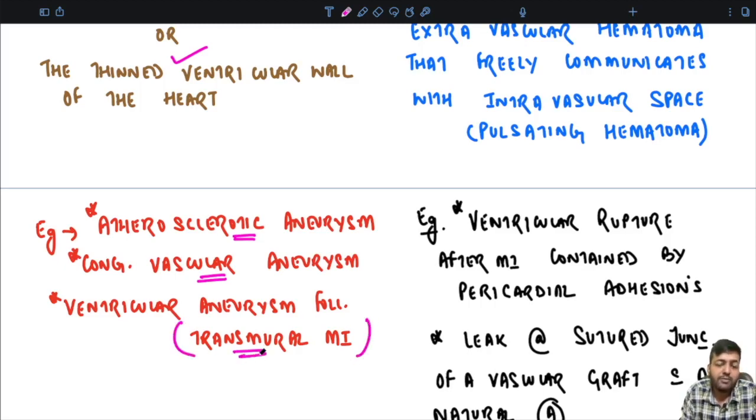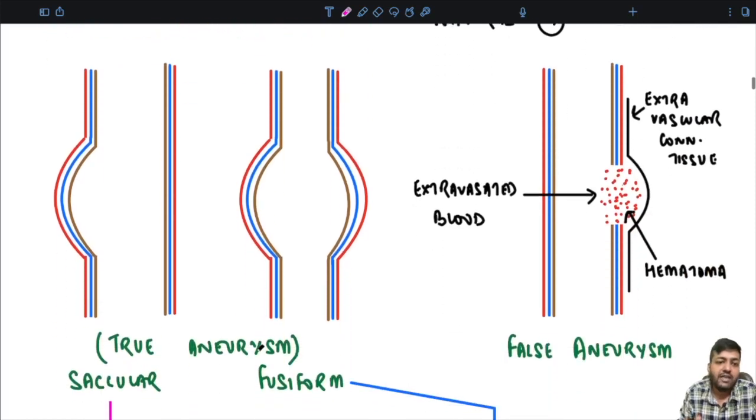What is the meaning of transmural? When all the layers of the heart are showing ischemia, or there is an infarction involving all the layers of the heart. With the help of this diagram, I am going to elaborate my point.